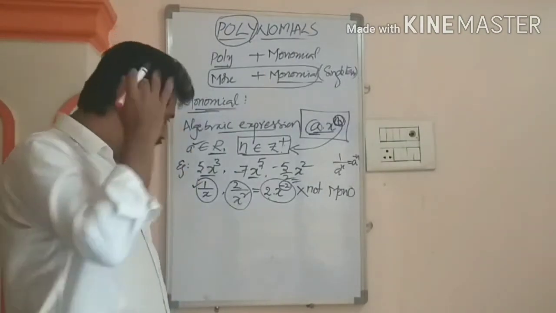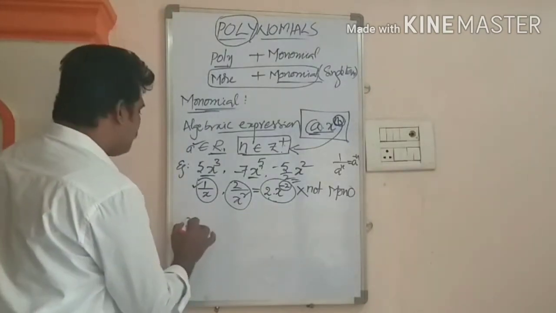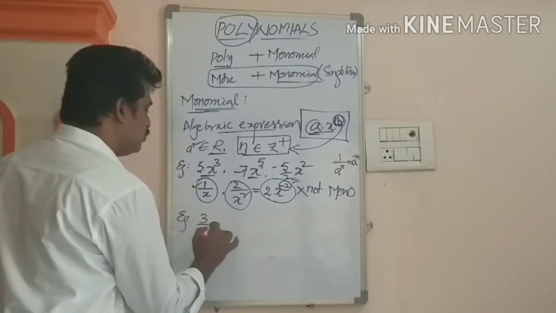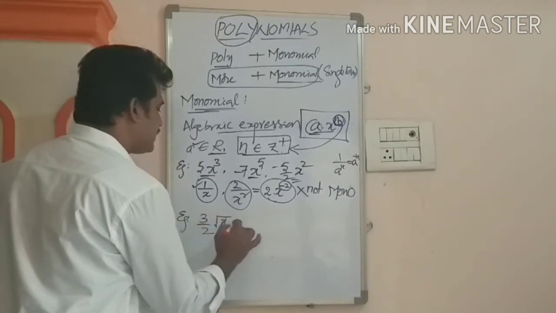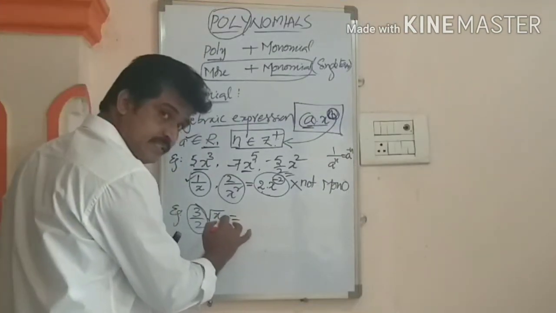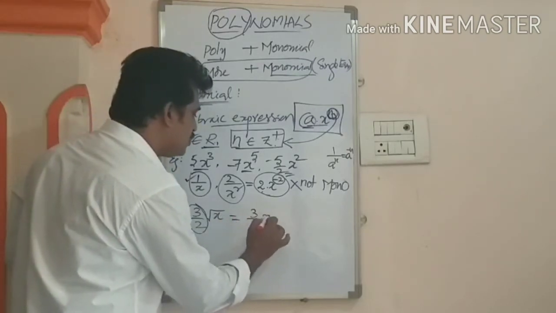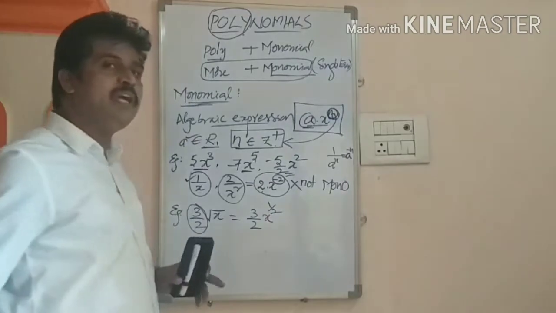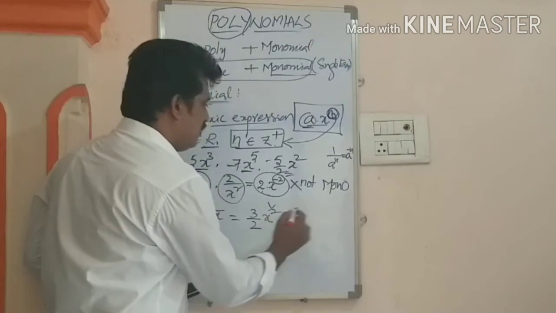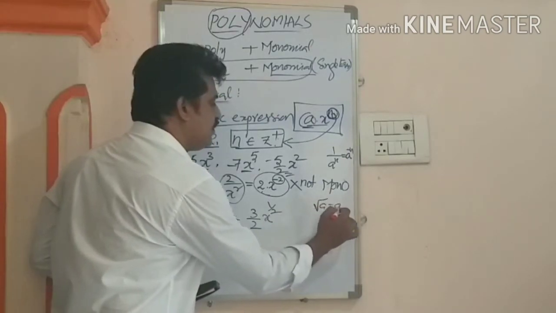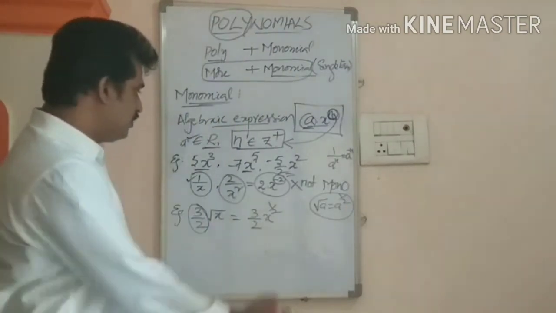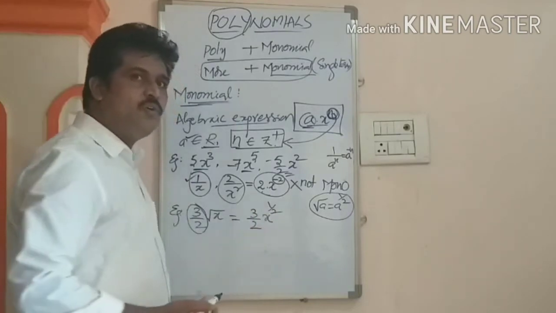Do you understand? In the same way, one more example I am telling. Example: 3 by 2 into root x. Root x can be written as 3 by 2 into x to the power 1 by 2, because root a is equal to a to the power 1 by 2. We have learnt this in 8th class, exponents and powers. So root x is x to the power 1 by 2.